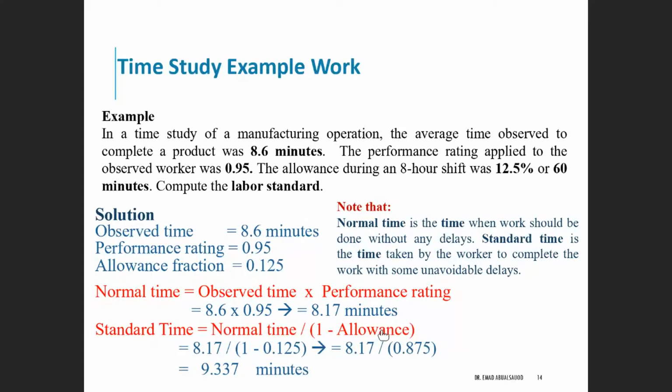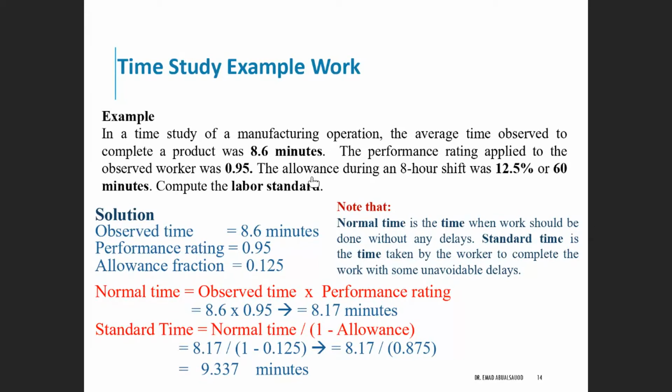The information was given here when he said the average time observed. Pay attention here. The average time observed to complete a product. So he collected many samples, even though he didn't say that, and he found the average observed time to complete that product or task, and it was 8.6 minutes. So the observed time that we need to find the normal time is 8.6 minutes. The performance rating applied to the observed worker was 0.95.